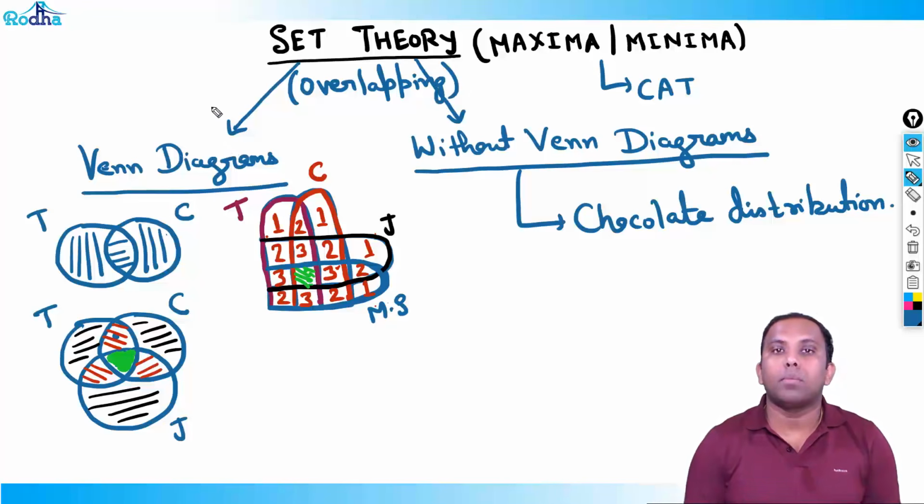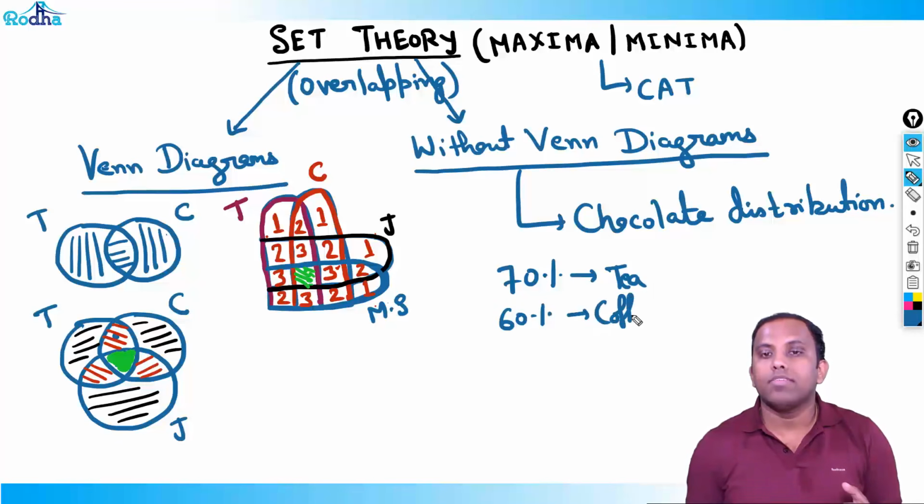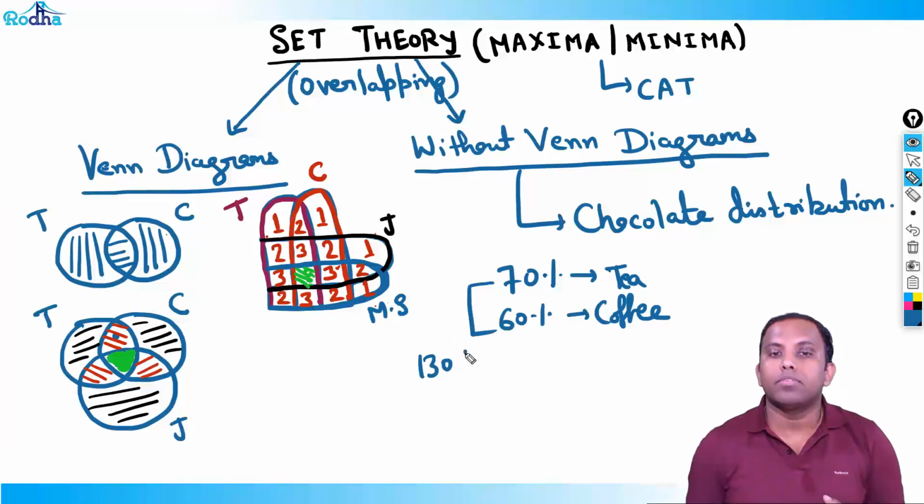So the overlapping case, right? Like you say, 70% of people in a class drink tea, correct? 60% of people in a class drink coffee. So you can sense this is a case of overlapping, right? Because 70 plus 60 will be 130%. Obviously they are not 130%, people are only 100%. That means 30% is the overlapping case, right? So some people are drinking both tea and coffee. You can be sure from this case that some people are drinking both tea and coffee.